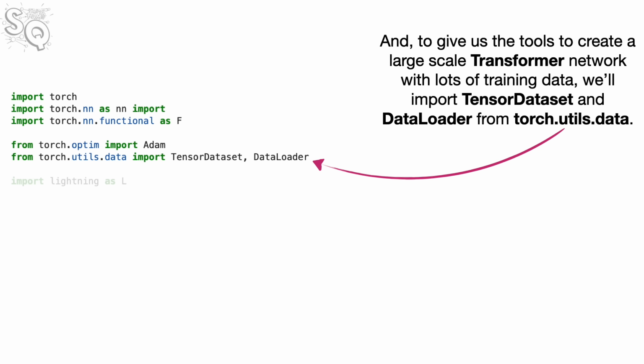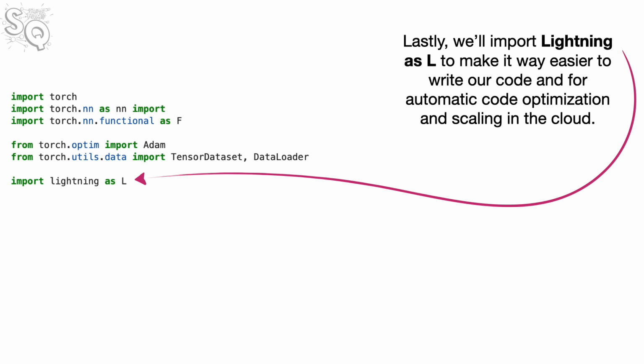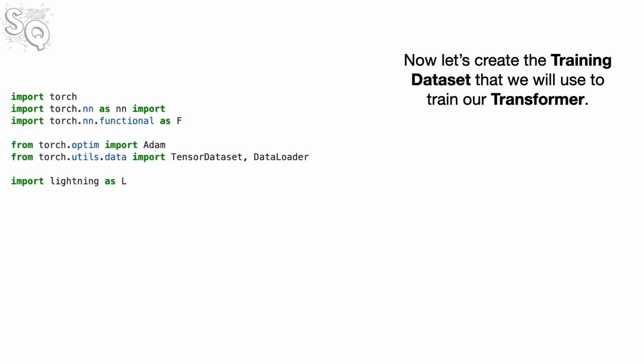And to give us the tools to create a large-scale transformer network with lots of training data, we'll import TensorDataset and DataLoader from torch.utils.data. Lastly, we'll import Lightning as L to make it way easier to write our code and for automatic code optimization and scaling in the cloud. Bam! Now let's create the training dataset that we will use to train our transformer.